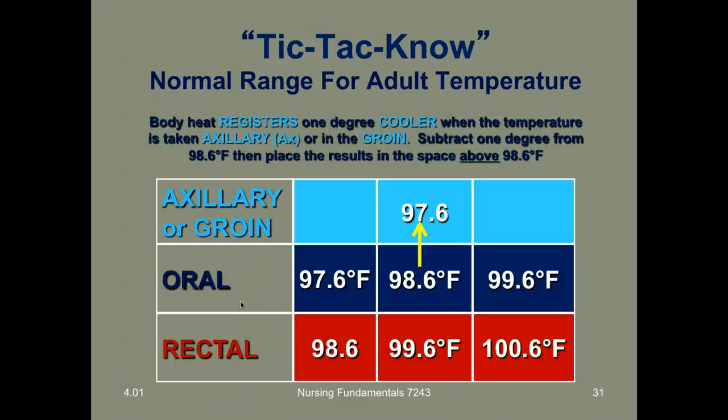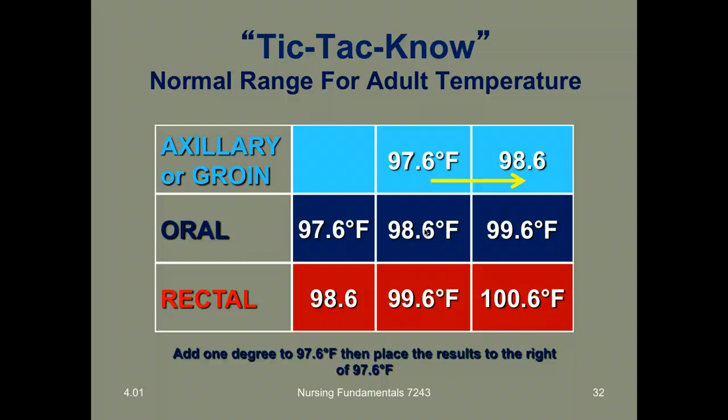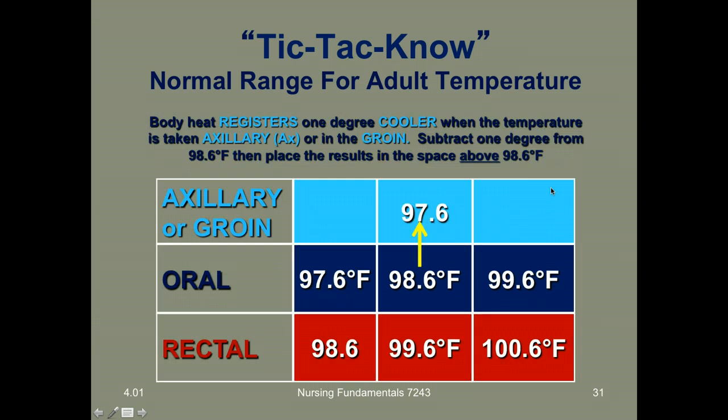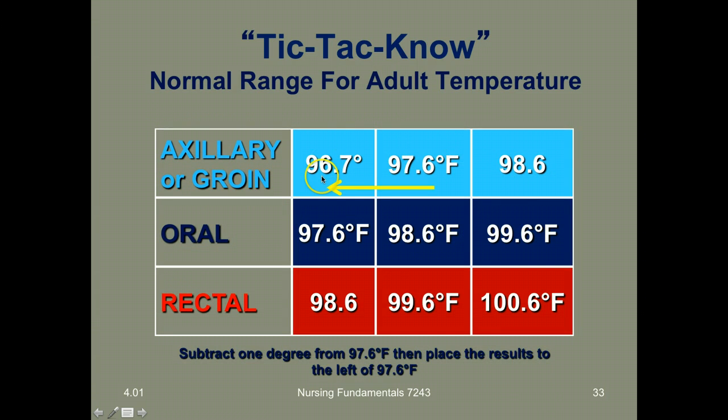So when we think about axillary or groin, body heat registers 1 degree cooler when the temperature is taken axillary or in the groin. Subtract 1 degree from the average temperature of 98.6, gives you 97.6, and you place the results in the space above. Then we're going to also add 1 degree to the 97.6 and place it to the right. And then we're going to subtract 1 degree and place it to the left.